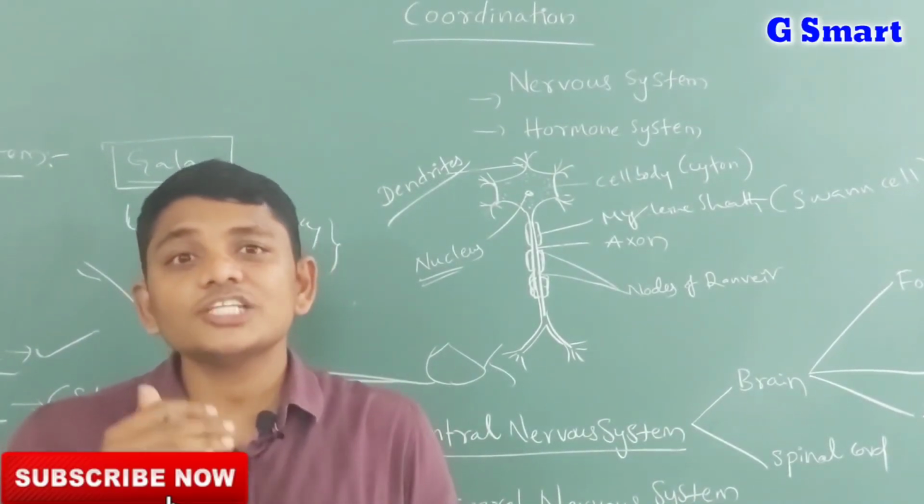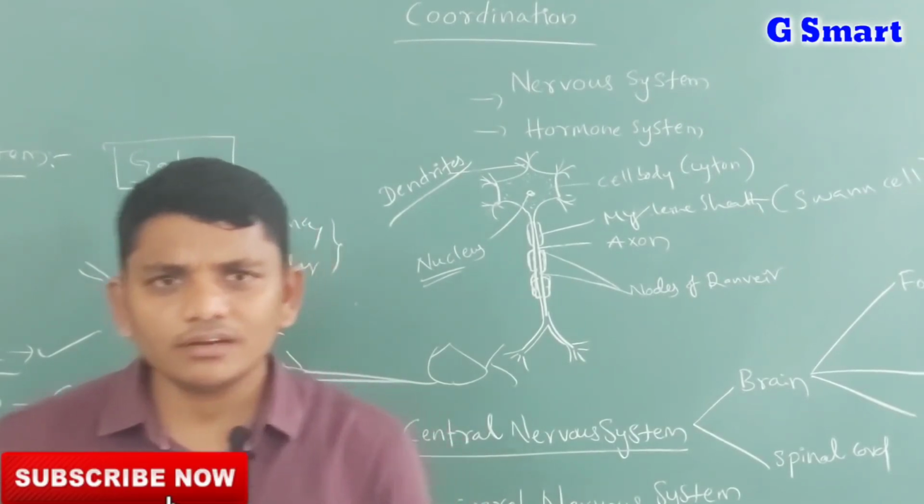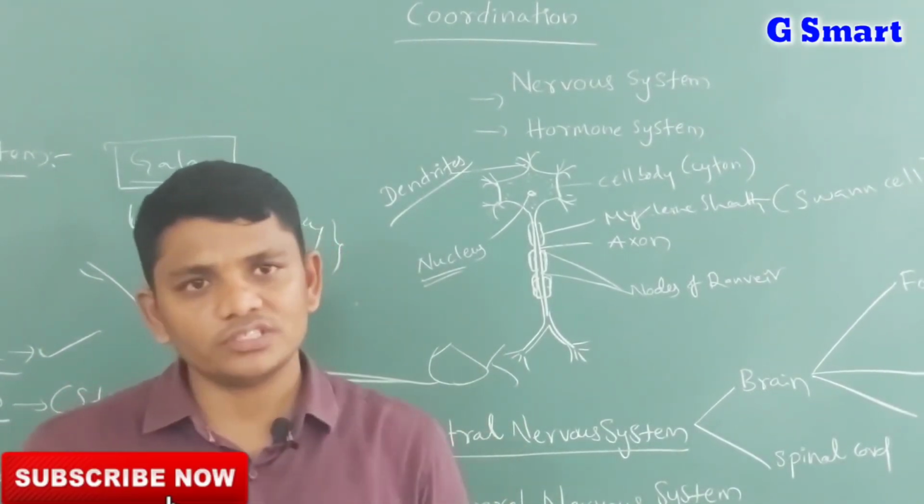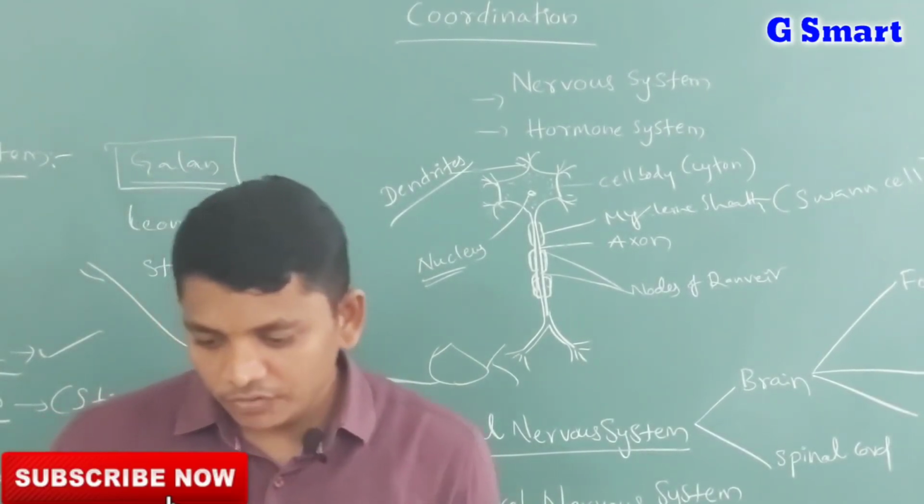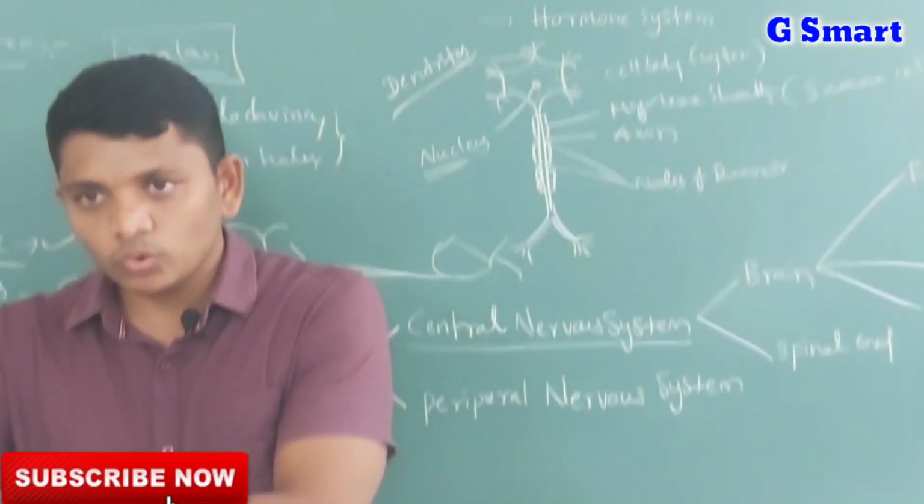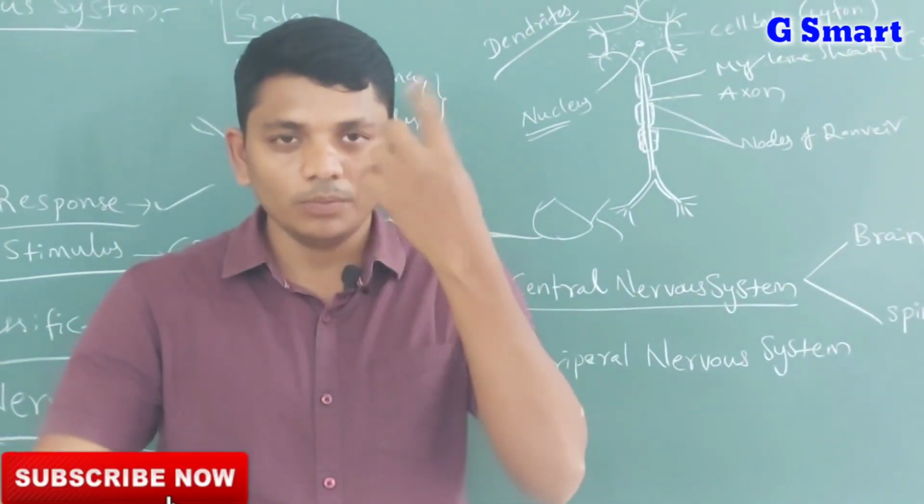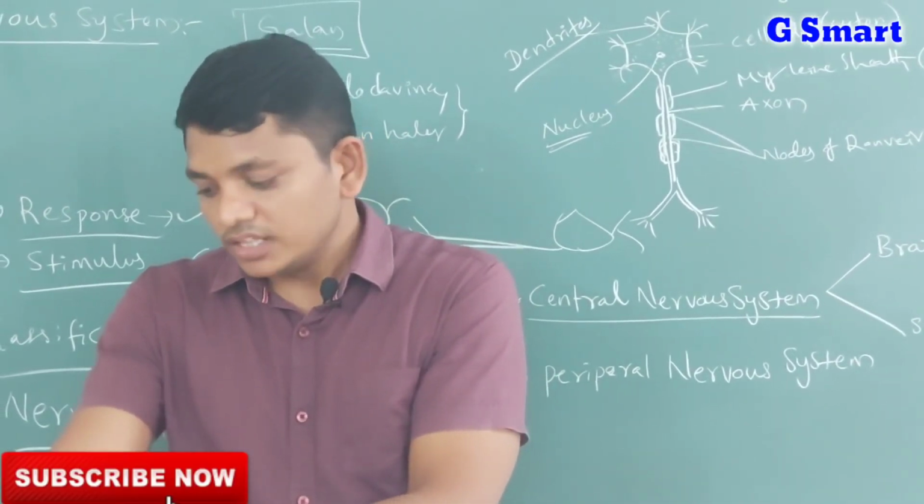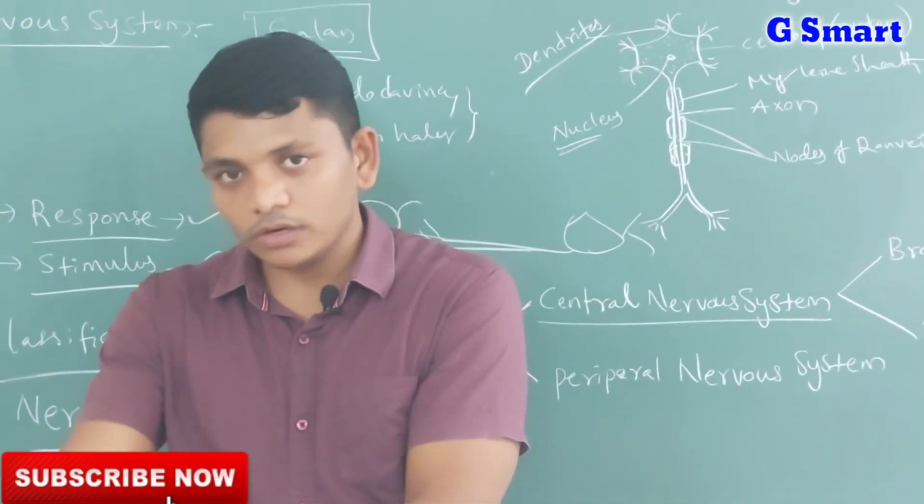Why should it be combined with others? For the transmission of information, the nerve cell should be combined with the other ones. Why? Because if anybody touches me here, the information will go to the brain first. For the passing or transmission of the information, the nerve cells should be combined with one another.